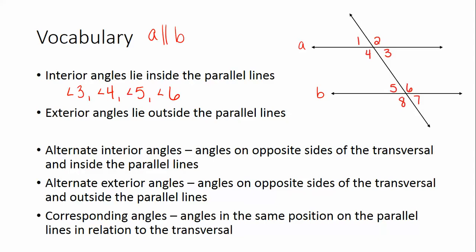Exterior angles do the exact opposite. Exterior angles lie outside of the parallel lines. So now we're talking about the two angles above the parallel lines and the two angles below. So that's angle 1, angle 2, angle 7, and angle 8. 1, 2, 7, and 8.